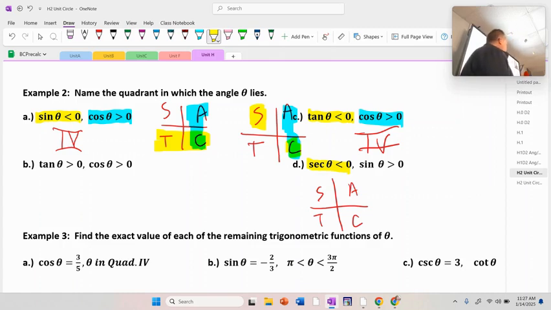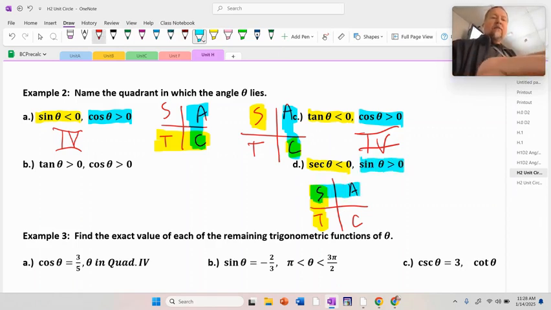Where is secant negative? That's what that says. Where's secant negative? 2 and 3. Because secant's related to cosine where they're positive in 1 and 4. Okay, where's sine positive? 1 and 2. So this is positive in 1 and 2. What's the answer then? Theta in this case would have to be in 2 for that to hold true.